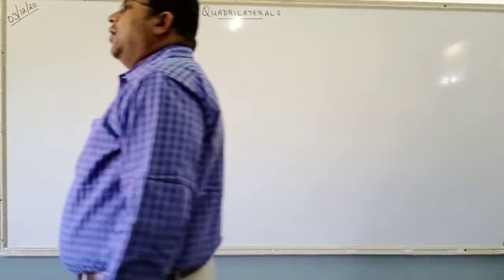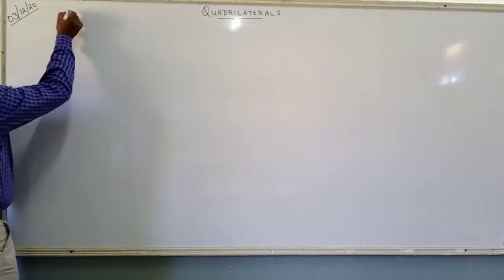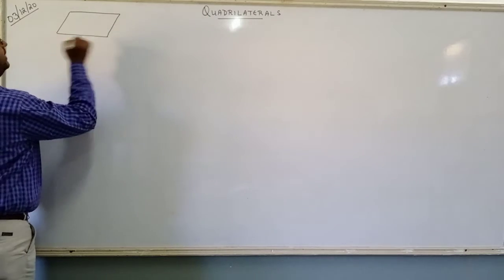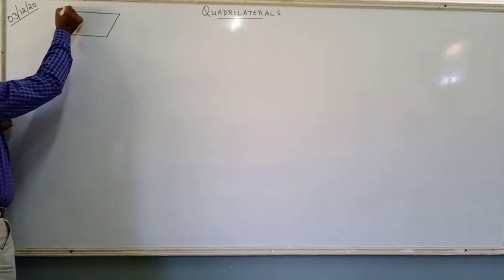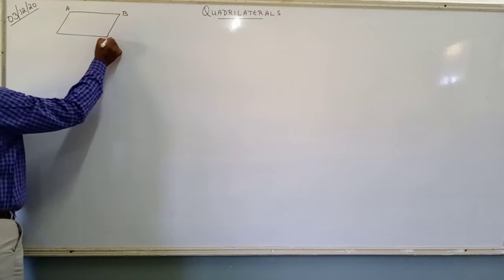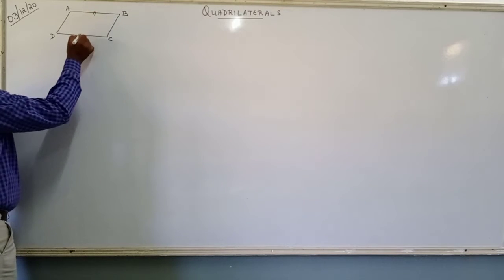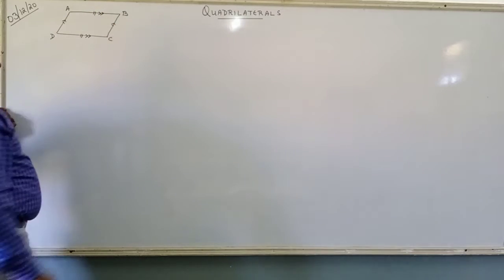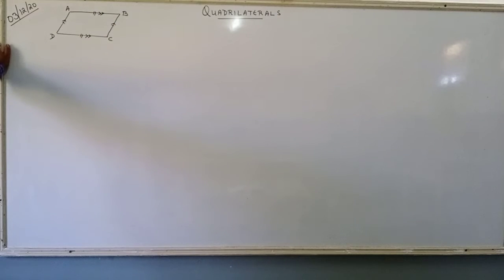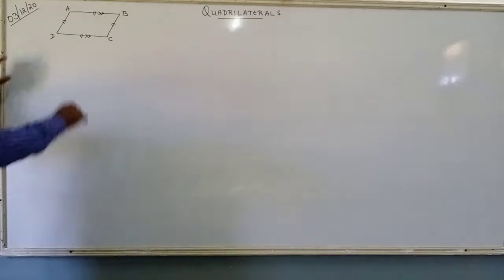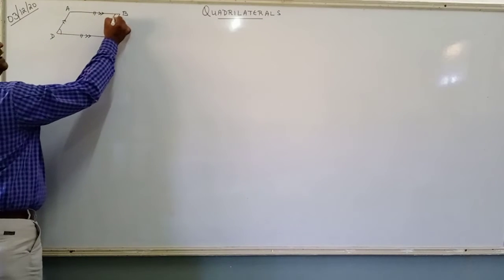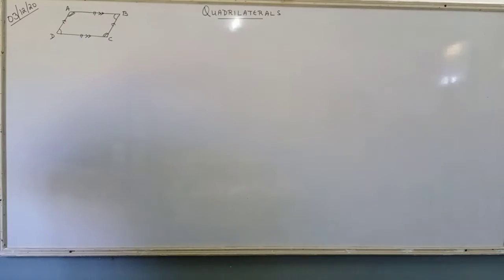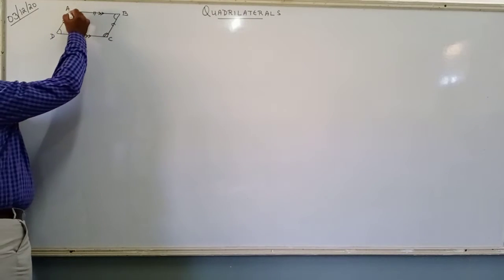So parallelogram, we all know what a parallelogram is. A parallelogram is a special type of quadrilateral in which each pair of opposite sides is parallel to each other, parallel and equal. A, B, C, D. Opposite sides are equal and parallel. Right? If we talk about a parallelogram, opposite angles are equal. Angle B is equal to D, C is equal to A. Right? The diagonals of a parallelogram bisect each other.